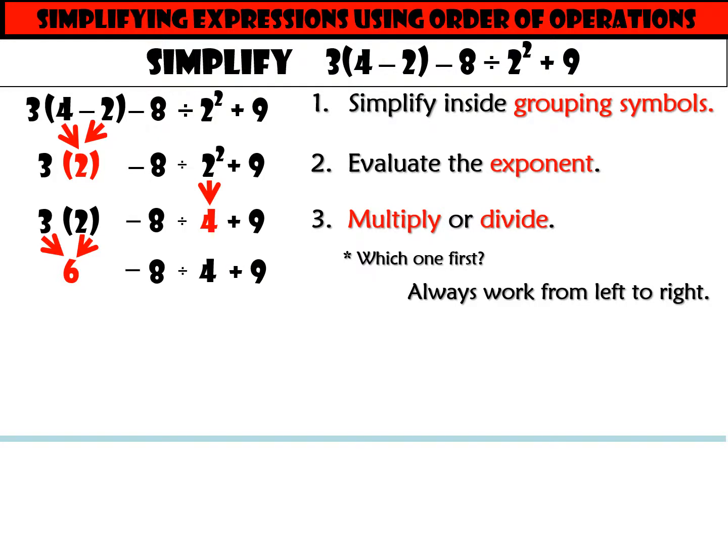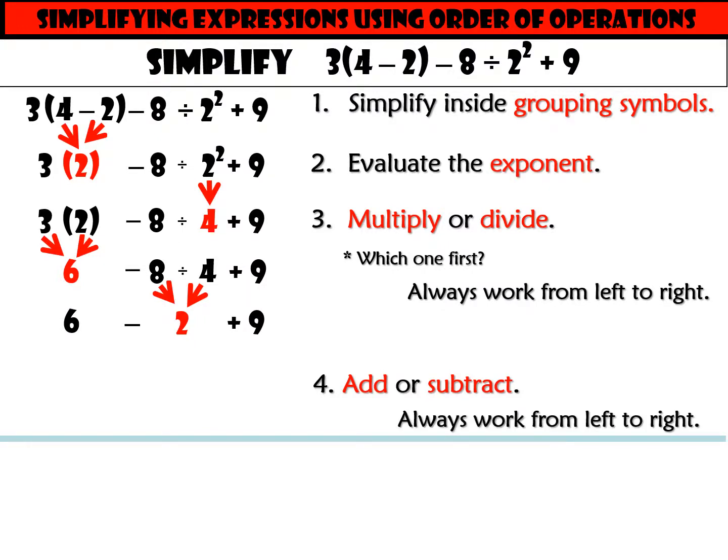And now we're going to take care of the division. 8 divided by 4 is 2. Let everything else drop. And now last step is to either add or subtract. And again, in this case, we always work from left to right. So we're going to do the 6 minus 2 part first and get 4, and let the plus 9 drop. And then finally, that last step, 4 plus 9 is going to give us 13.